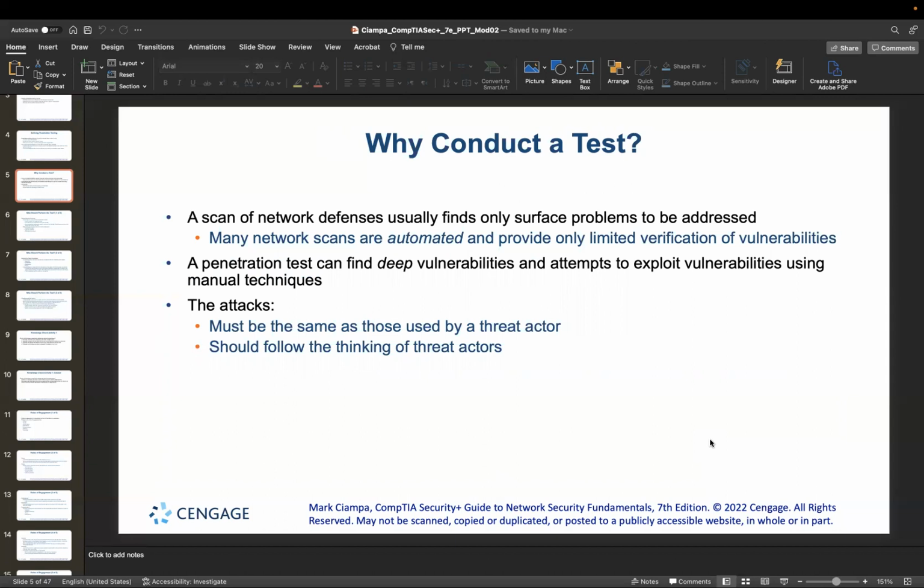But you have to remember, a scan of network defenses usually finds only surface problems to be addressed. And many network scans that we use, like the antiviruses we just discussed, are automated, and they provide very limited verification of the vulnerabilities. So the automated tools are not creative like a pen tester. They cannot find other routes around the normal and usual routes. They don't understand social engineering very well, but a pen tester can understand it, right? And so on and so forth.